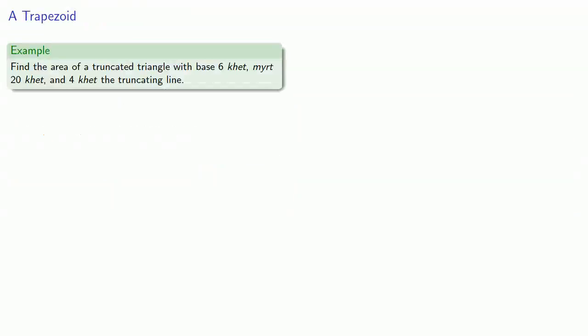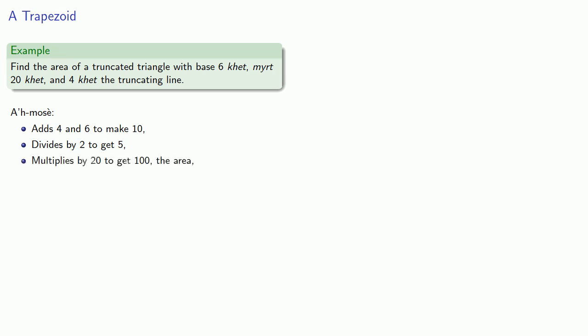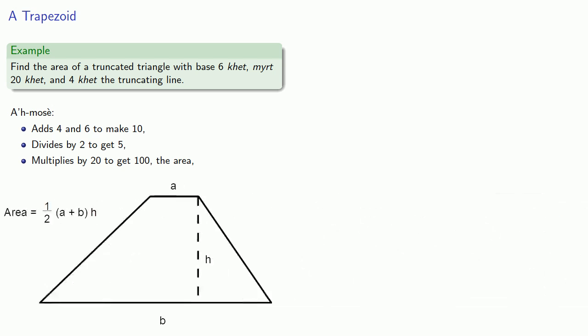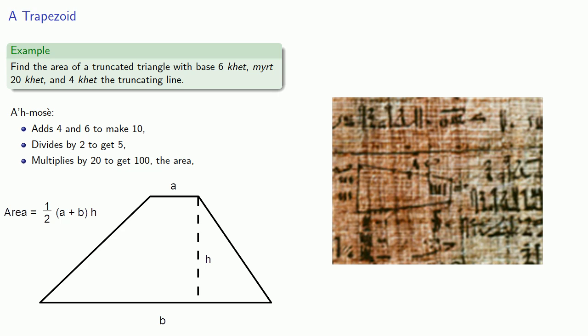So if we want to think about parcels of land, another type of parcel of land might be trapezoidal. And so Ahmose also talks about the area of a truncated triangle with base 6 ket, mirt 20 ket, and 4 ket, the truncating line. And Ahmose's computation: we're going to add 4 and 6 to make 10, divide by 2 to get 5, and then multiply by 20 to get 100, the area. And again, this computation is correct if we regard the mirt as the altitude of a trapezoid. But again, Ahmose's figure is consistent with the idea that mirt is the length of one side.